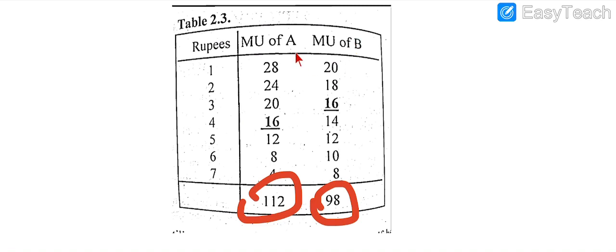And how does he have to spend on both the commodities? According to the law, the consumer checks the marginal utilities. For example, when spending rupee 1, the consumer compares the marginal utility of A and B. Marginal utility of A is higher, so the first unit will be spent on A. When the consumer checks the second unit, marginal utility of A is higher, 24 compared to 18, so the second rupee will also be spent on A. For the third rupee, the consumer compares 20 and 16, so the consumer is going to spend the third rupee also on A. For the fourth rupee, the consumer compares marginal utility 16 and 14, so the consumer is going to spend on A. This is the comparison according to which the consumer decides on which commodity to spend more.